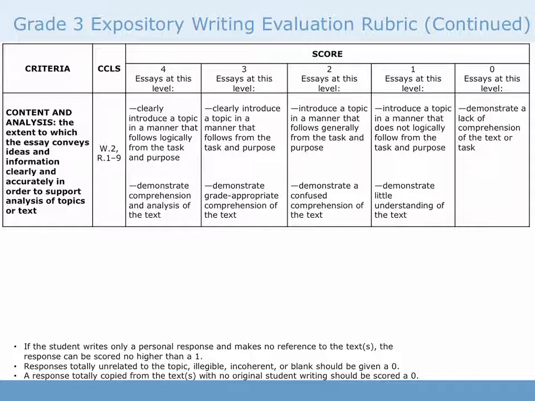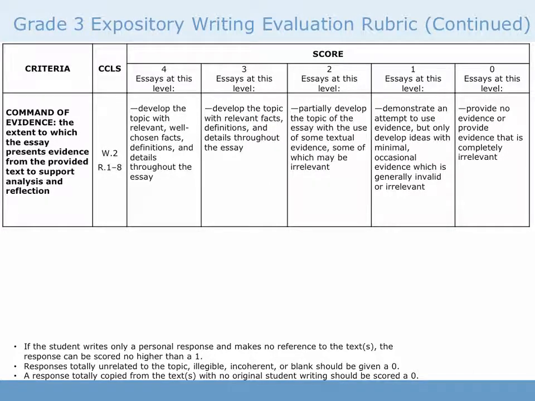purpose. The next bullet point, at a level 4, essays demonstrate comprehension and analysis of the text, while at a level 3, they demonstrate grade-appropriate comprehension of the text. At a 2, essays demonstrate a confused comprehension of a text. At a 1, they demonstrate little understanding of the text. And essays at a level 0 demonstrate a lack of comprehension of the text or task.